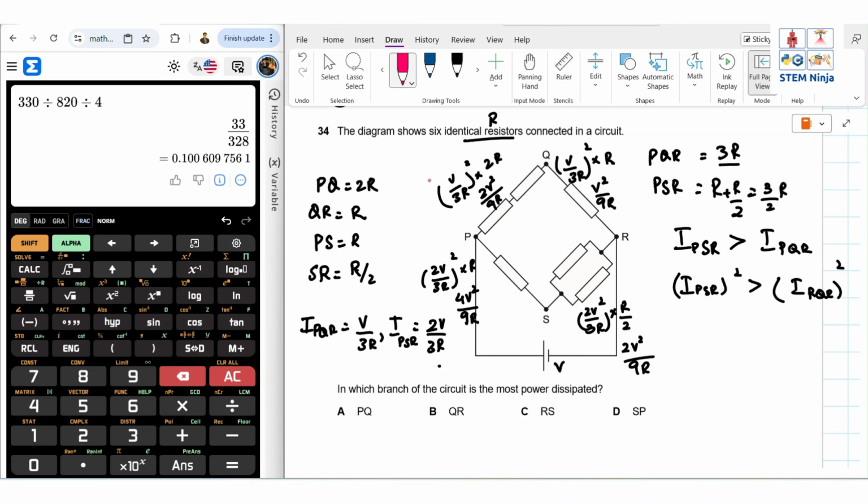So the highest we see over here is in PS, or SP, this one.